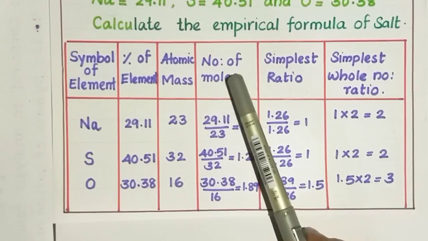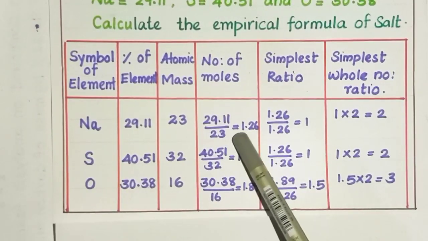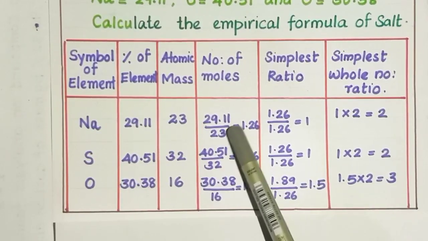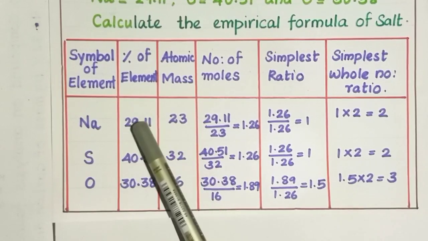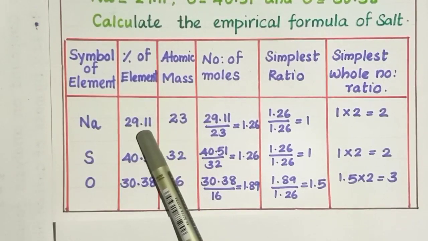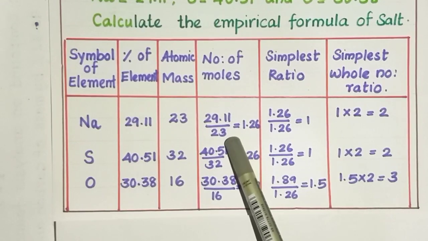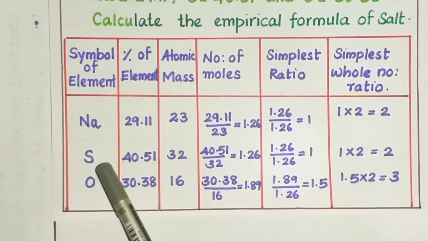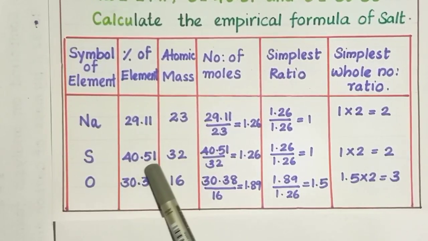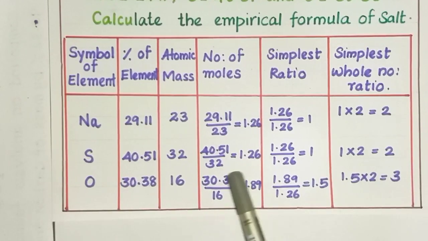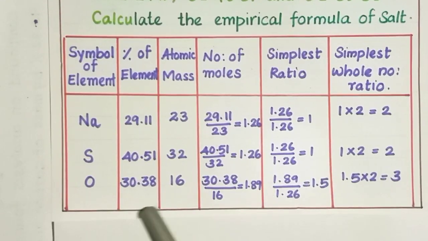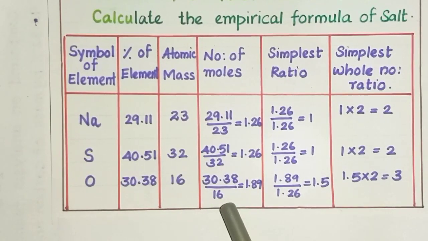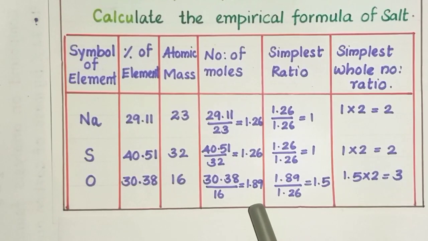Next you find out the number of moles. Number of moles of sodium is equal to percentage of element divided by atomic mass, this column divided by this one. That means 29.11 divided by 23, which is equal to 1.26. Then number of moles of sulfur is equal to 40.51 divided by 32, which is equal to 1.26. Then oxygen is equal to 30.38 divided by 16, which is equal to 1.89.